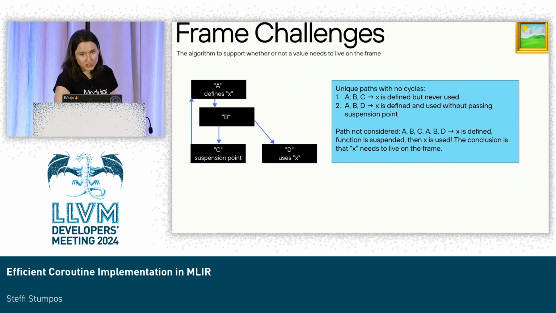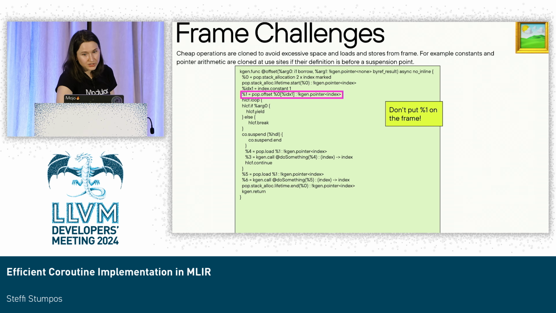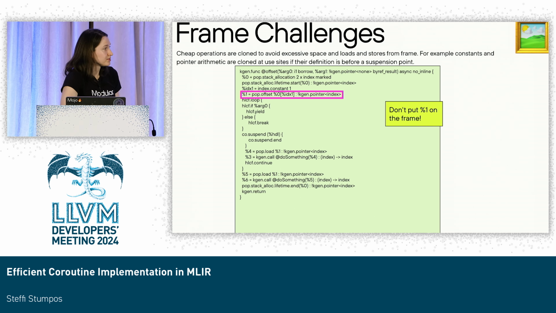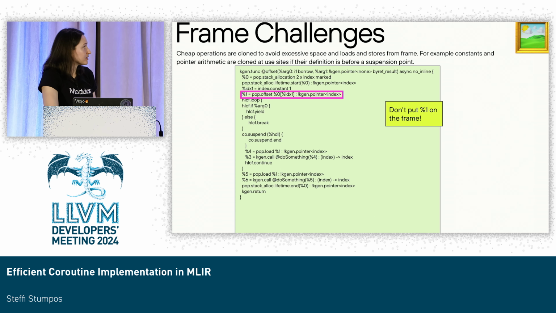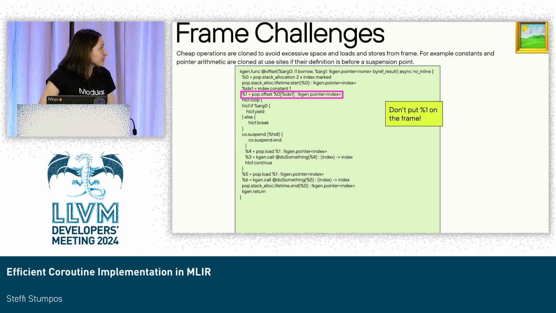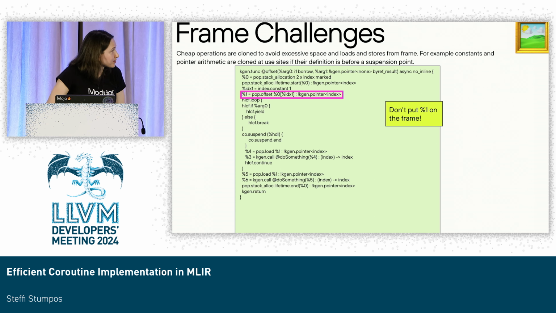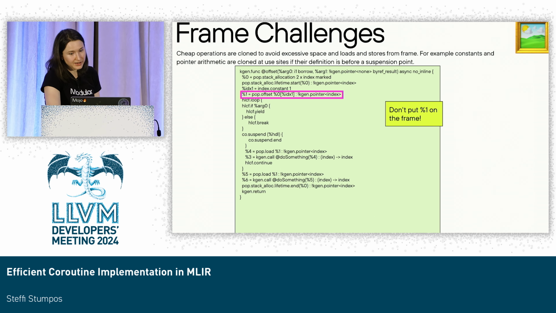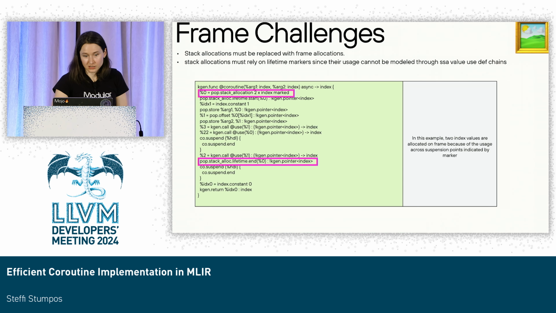So some interesting challenges. Another interesting challenge is that sometimes for cheap operations it's better to clone them than to put them on the frame. So for example, if I have a pointer arithmetic, we shouldn't store another value that we're already storing in the frame. We should probably just clone that offset.